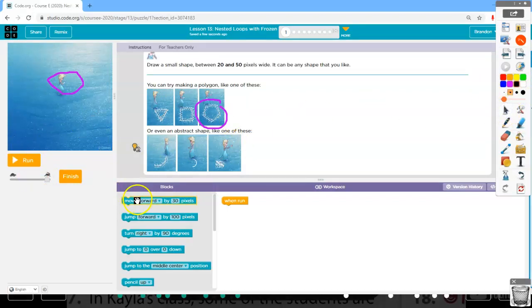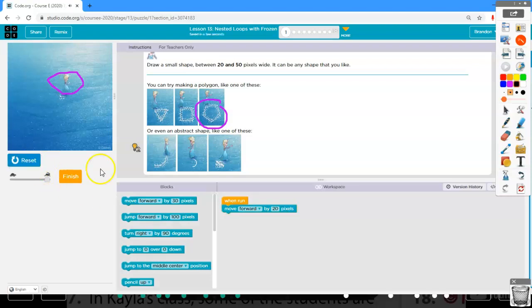So my first thing I need to do is I need to move forward. It needs to be between 20 and 50 pixels. So I'm going to do a small one to start with. So I'm going to do 20 pixels. Pretty small. So I'm going to make it a little bit bigger.